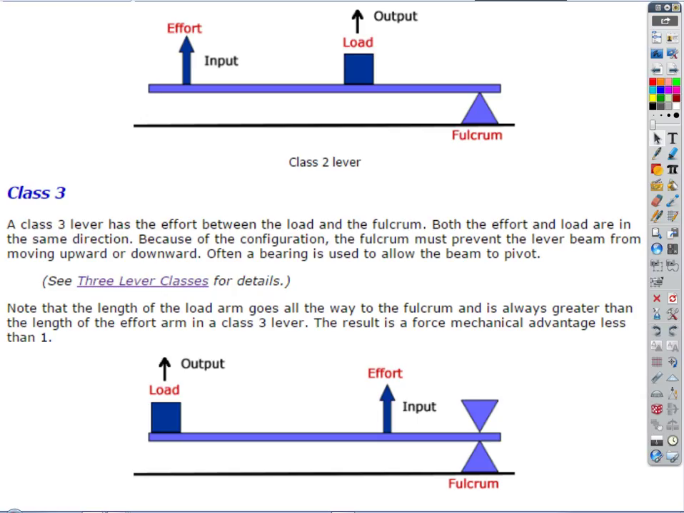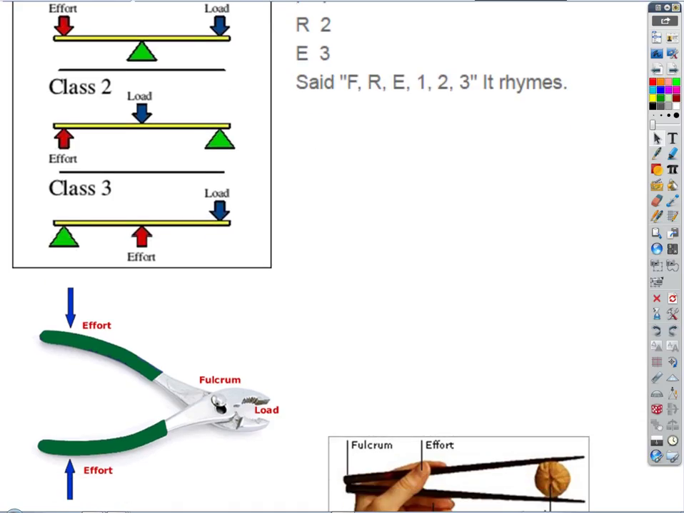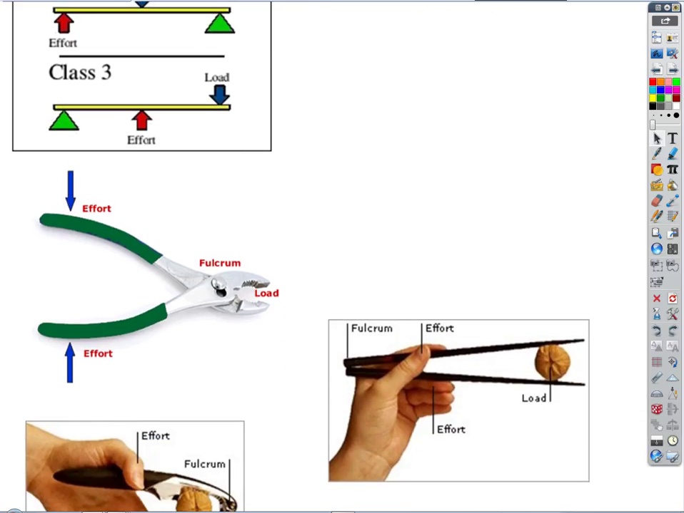There's a mnemonic device for remembering that. Class 1 is fulcrum in the middle, class 2 is resistance in the middle, and class 3 is effort in the middle. You could say FRE 1, 2, 3. How about that? FRE 1, 2, 3. There you go, everybody.